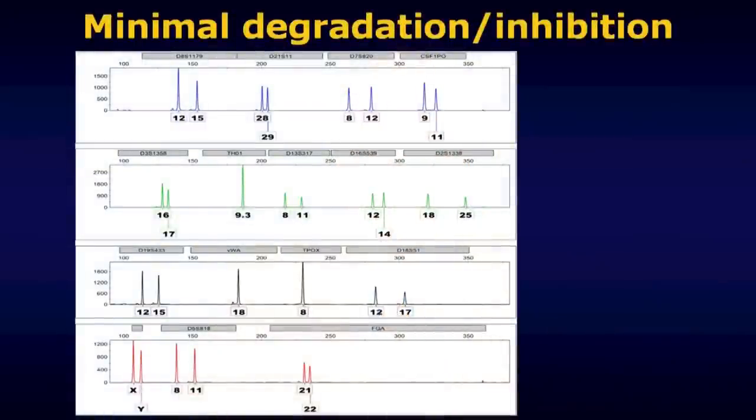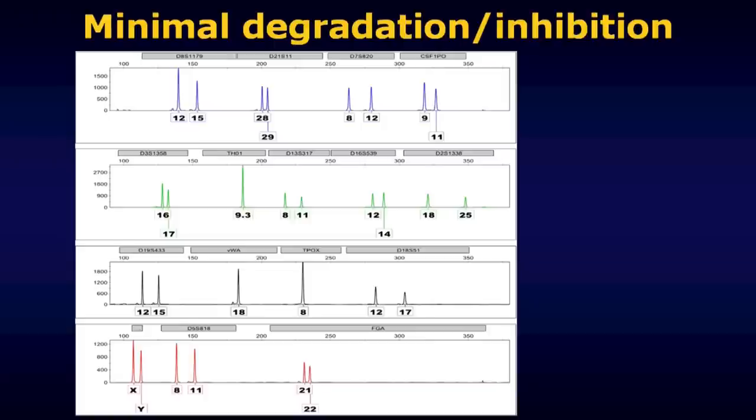And so how does this manifest itself on an electropherogram? That's the big question, and that's what I hope that you're eager to see. This particular slide is showing you a sample that has very little in the way of degradation or inhibition. In fact, there's no really obvious signs of degradation or inhibition, and the reason I say there's no obvious signs is that from left to right across the electropherograms, the peaks all have pretty much the same height.